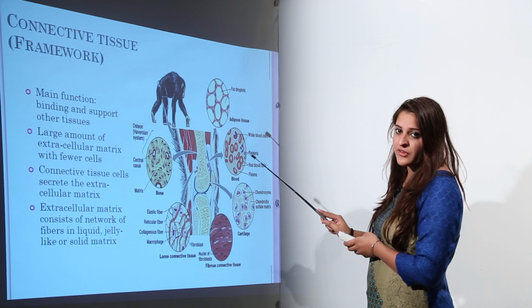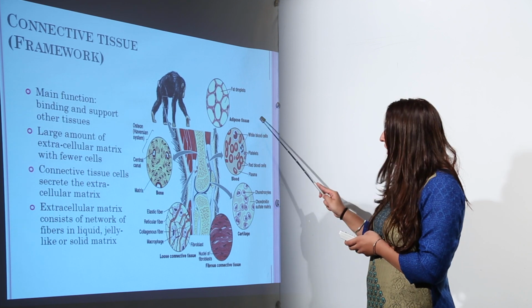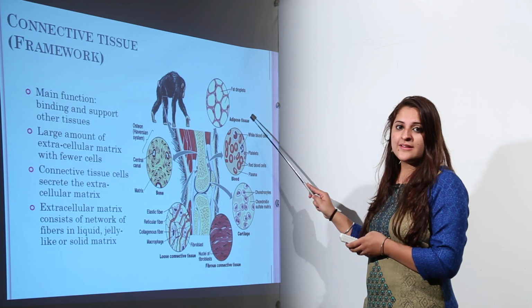I will tell you all the types of connective tissue. One is the adipose tissue. Adipose tissue is that tissue which lines the fat cells.